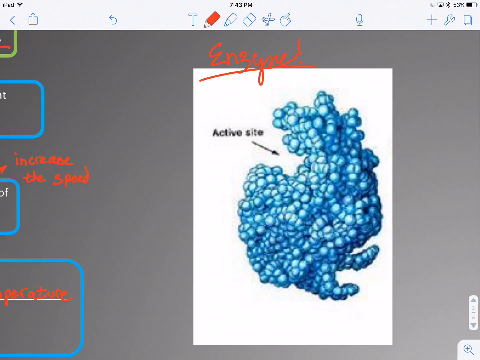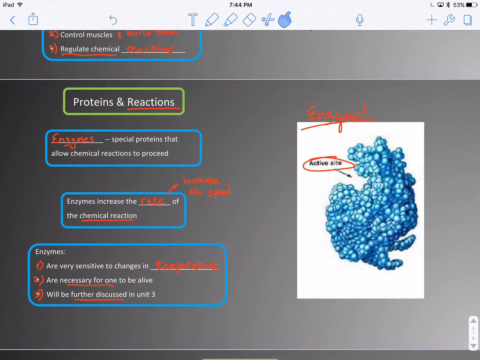So right here, this is a quick picture of an enzyme. And what you're going to see is this word active site. Again, we're not really going to go into this right now, but it's going to be something very important in our next unit. So this is a small introduction into what enzymes are.